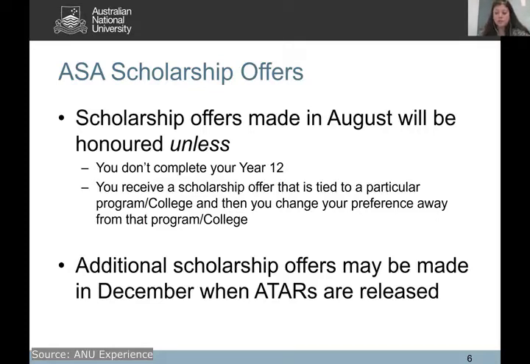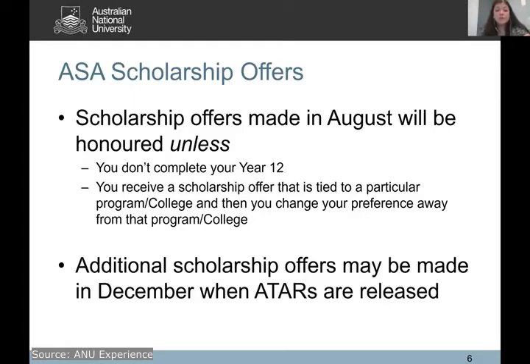So for example, if in August you receive an offer to mathematics, Bachelor of Mathematical Sciences, in December, that needs to be your highest preference in your list of preferences, and that means that you will get that scholarship again. Because if you smash your ATAR, you get a really good score and you actually get a higher preference that doesn't include mathematical sciences, it means you'll lose that scholarship because it is to support students in mathematical sciences.